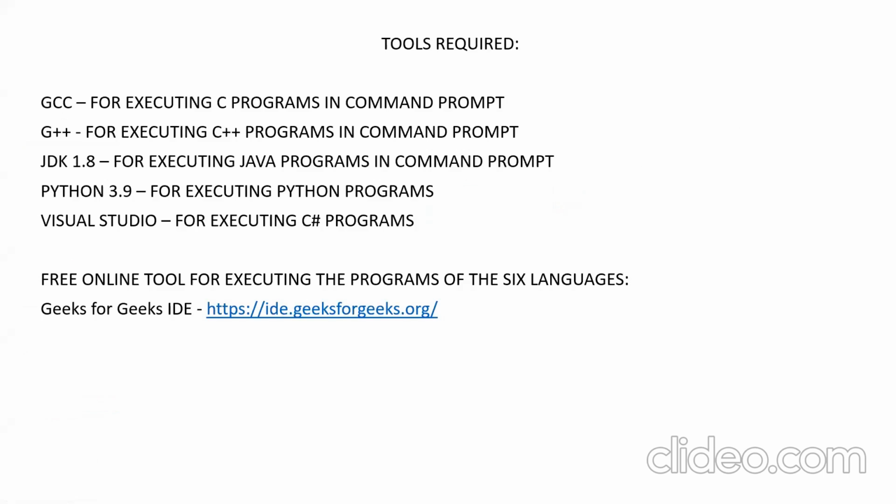If you want to try it on desktop, these are some of the tools: GCC and G++. GCC is for executing C programs in the command prompt, G++ for executing C++ programs in the command prompt, and JDK is required for executing Java programs. Python 3.9 is actually available as an add-in in Windows 10 itself. Visual Studio is for executing C# programs. If you do not want any of these tools on your computer, you can go for a free open source online IDE by going to this particular website.